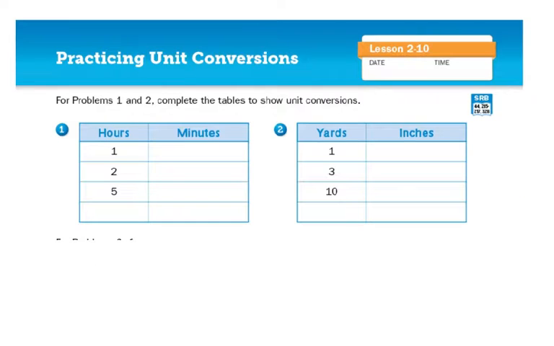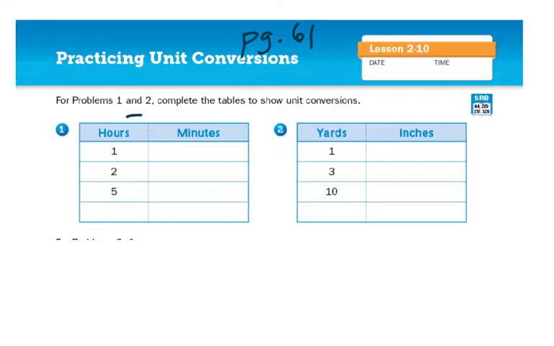All right, we're going to go ahead and move to page 61 in our math journal. You'll notice that we do not do every page. If you were in school, I probably would do more of that. But given that we are online, I select what I think is most important. On page 61, it says practicing unit conversions. For problems 1 and 2, complete the tables to show unit conversions.